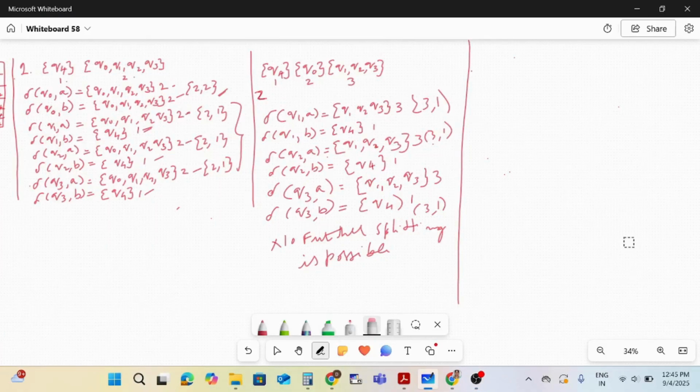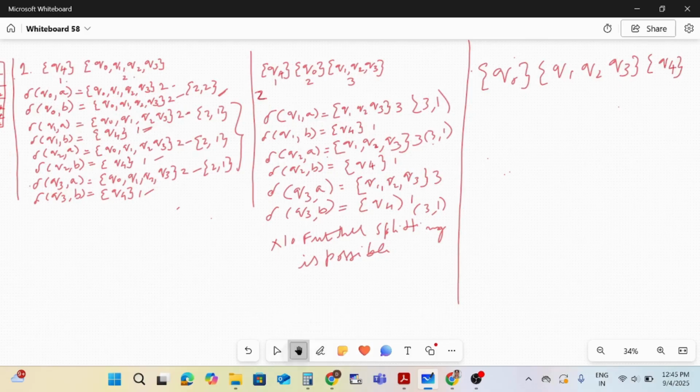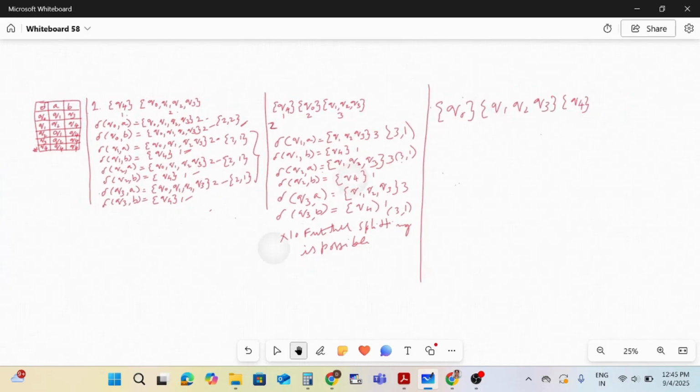So now the total number of states that is left is Q0, Q1, Q2, Q3, and Q4. So this is the total number of states that is left. So let us try to draw the deterministic finite state machine for this one.